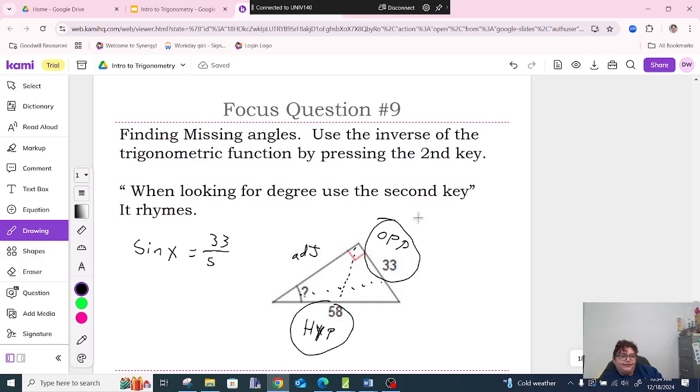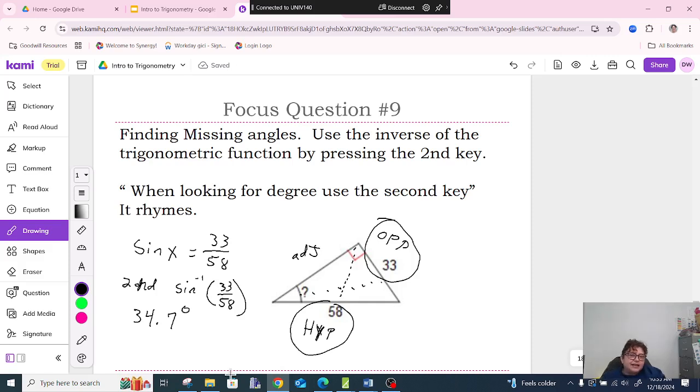Sine x is equal to 33 over 58. Now to actually get the answer with your calculator, hit the second key, and then sine. When you do that, you should get a little -1 that comes up. That means inverse of. Then put 33 divided by 58 and press enter. So that would be 34.7, and that would be a degree.